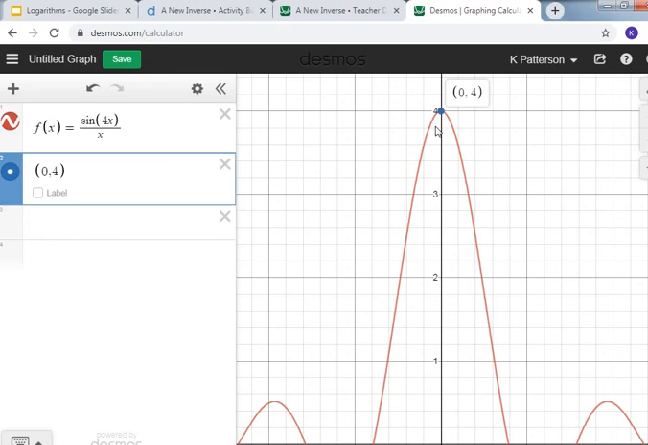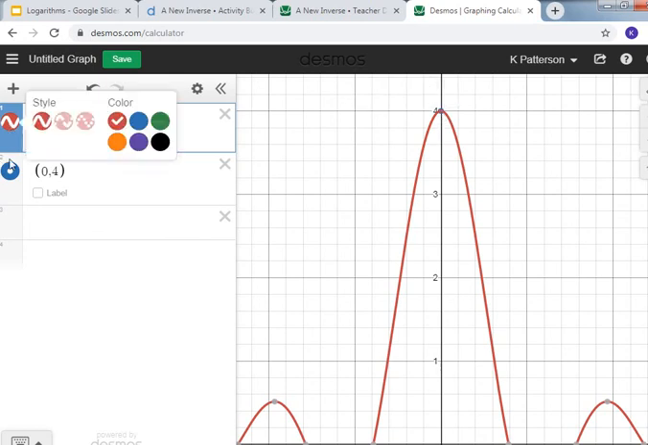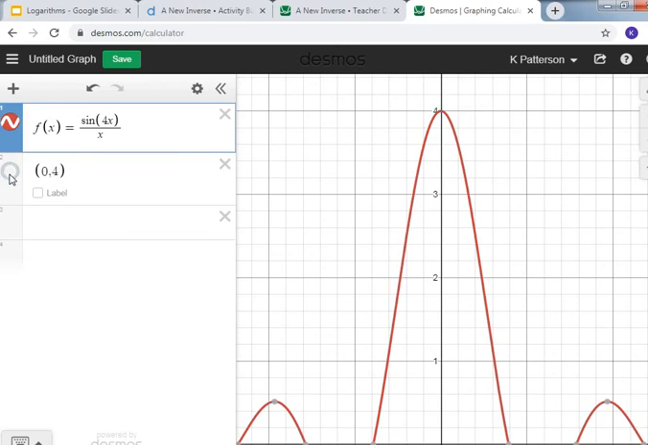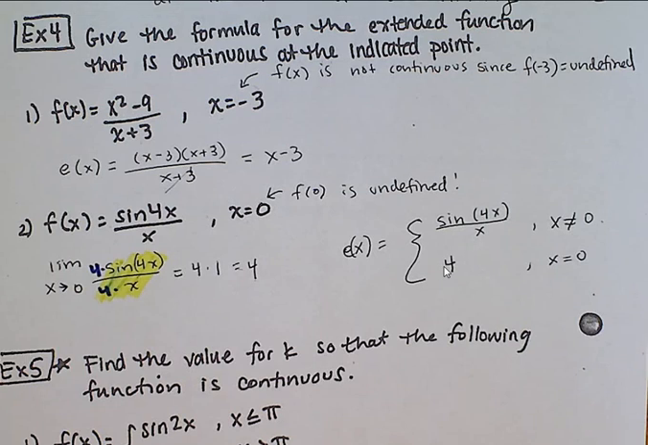So now this is a continuous function. The red graph is undefined there, but the blue graph fills that hole. So right there, it fills the hole. So this would be the extended function that makes it continuous at 0. It's a piecewise.